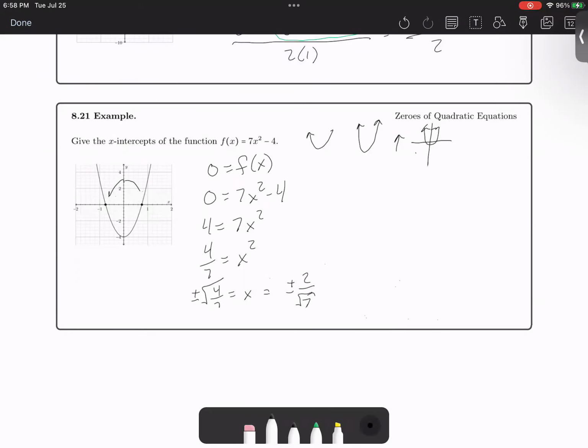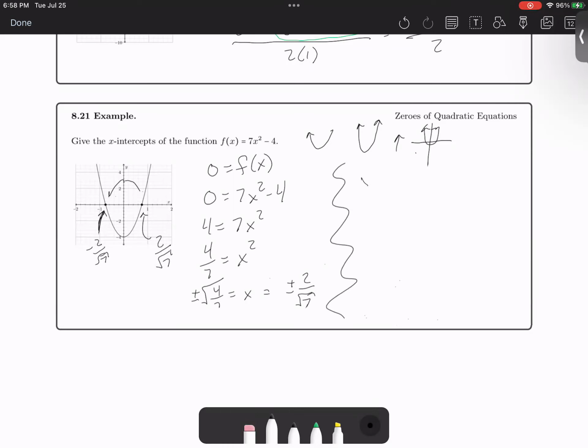So we just told ourselves that that x value right there is minus 2 over square root 7. And this x value right there is positive 2 over square root 7. Those are your x-intercepts. Now, we could have also gotten here if we had listened to the quadratic formula.